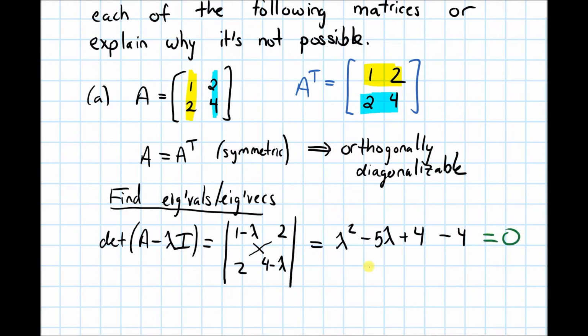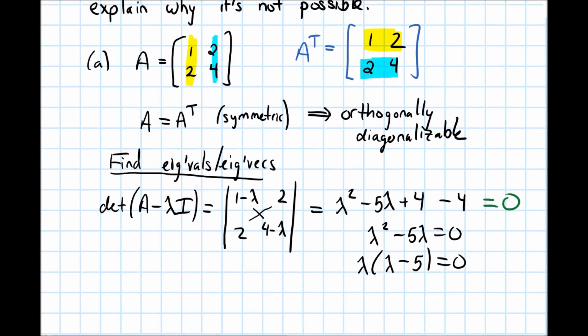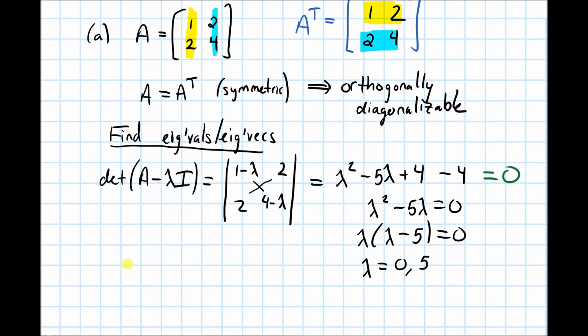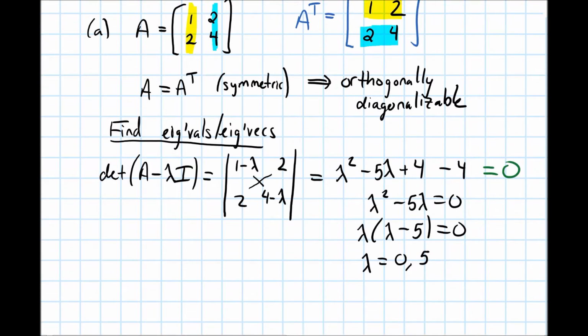We need to set this equal to 0. So what we have is lambda squared minus 5 lambda equals 0, and if we factor, we get lambda times lambda minus 5 equals 0. So at this point, we know what the eigenvalues are. We know that lambda equals 0 or 5. Those are our eigenvalues. So let's find eigenvectors now. Maybe first we'll do it for lambda equals 5, and then afterwards for lambda equals 0. It doesn't really matter which order I do it in.